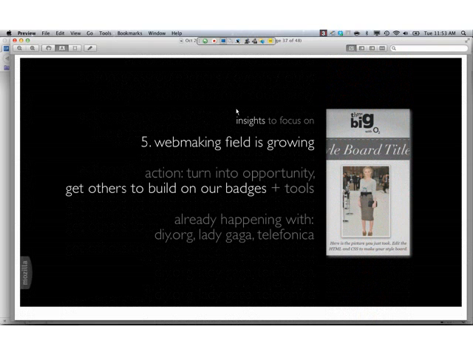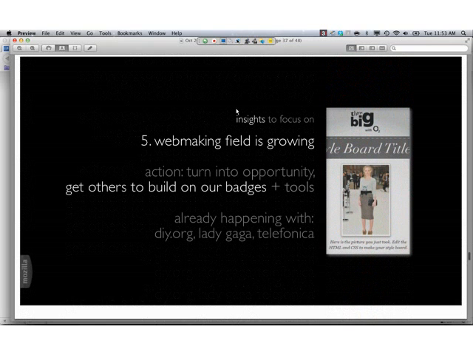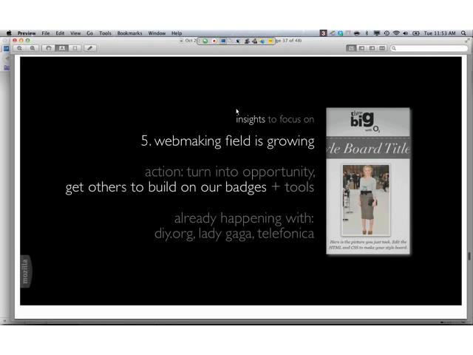So there's lots of different scenarios of what that might look like, and I think we need to get real on that pretty quickly. And I guess the good news is that it is already happening. We don't really have a formal process for it, but we are already working with Lady Gaga and Telefonica, who are already developing Webmaker projects and thinking about how to tap their audiences into us.